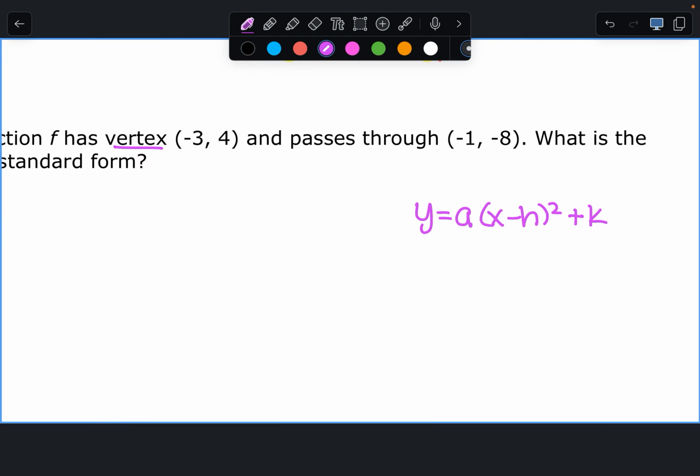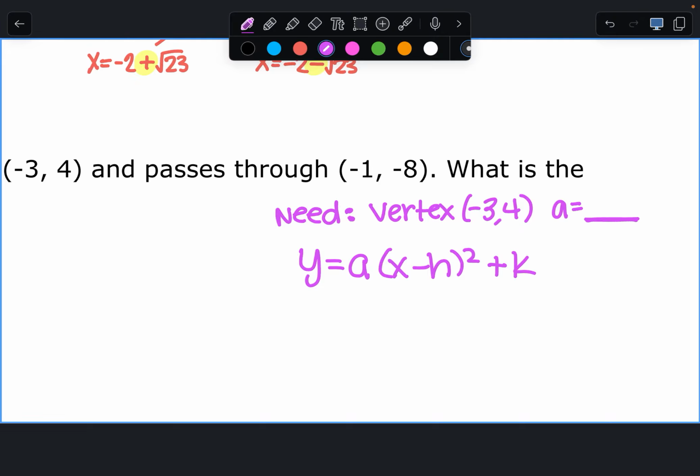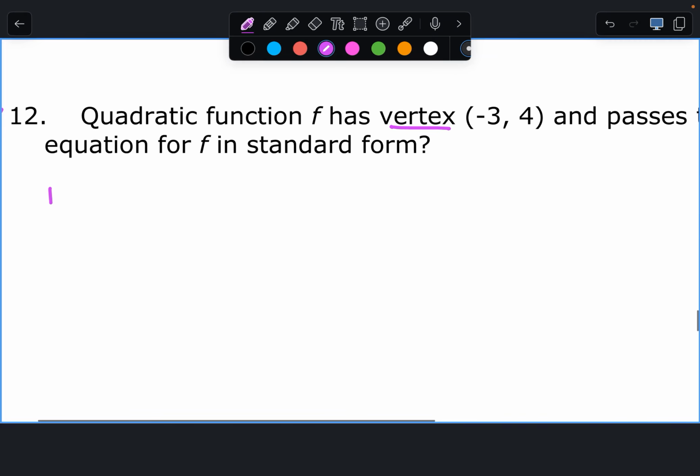What do I need to write an equation in vertex form? The vertex? Okay. Do they give us the vertex? Yeah, what is it? Okay. What else do I need? I don't need that for vertex form. I need a. Do they give us a? That's what makes this problem difficult or long, because we first need to find a.